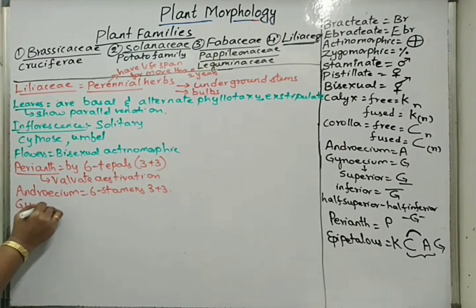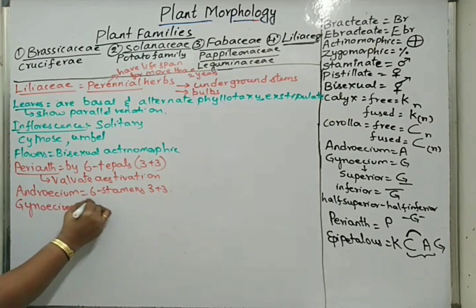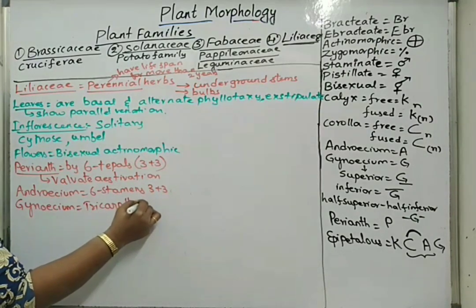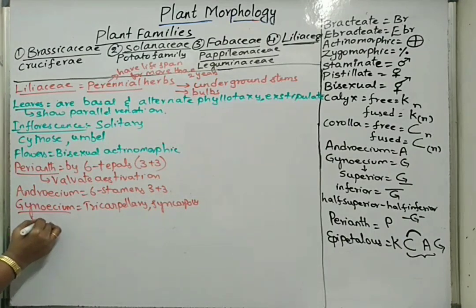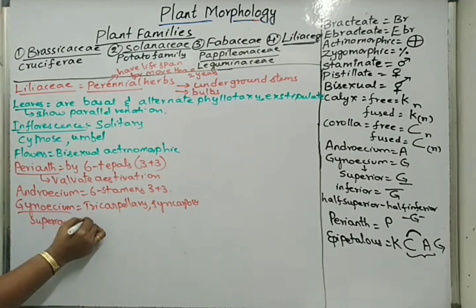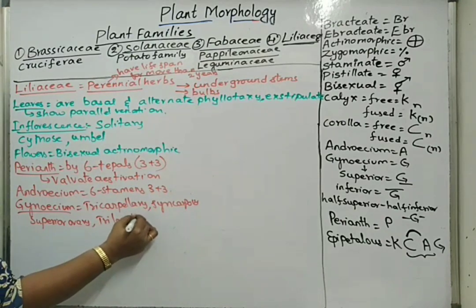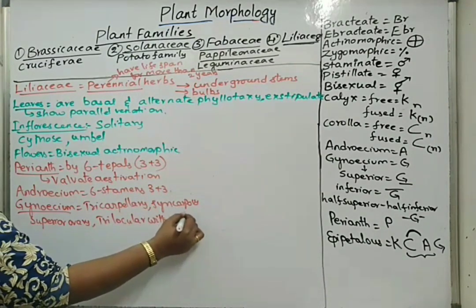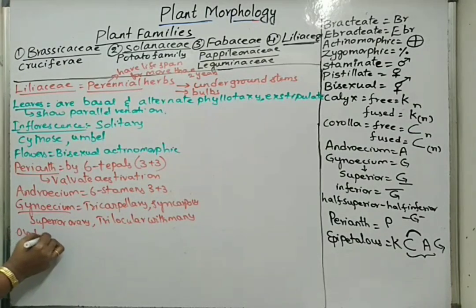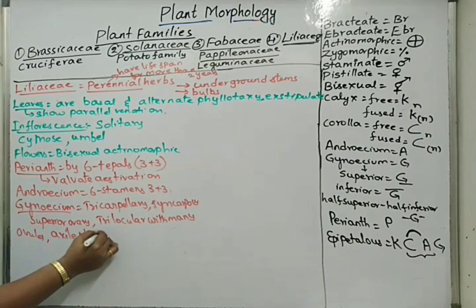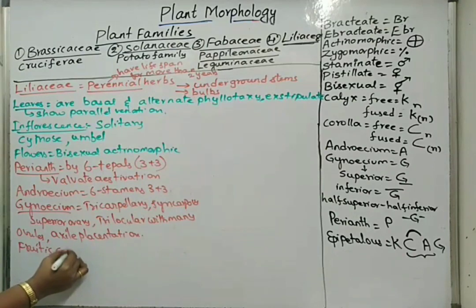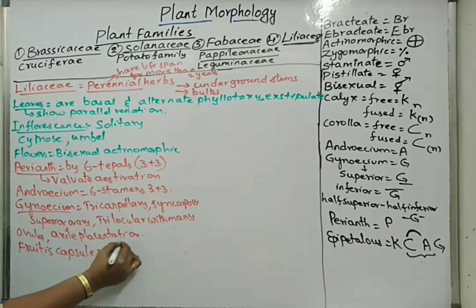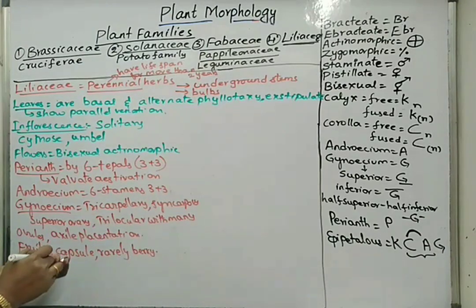Next, gynoecium. Gynoecium shows tricarpellary condition, syncarpous, with a superior ovary, trilocular condition with many ovules, and axile placentation. Fruit is capsule and rarely berry. Seed is endospermic.